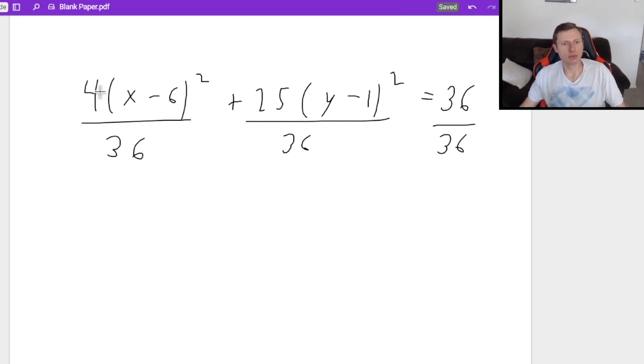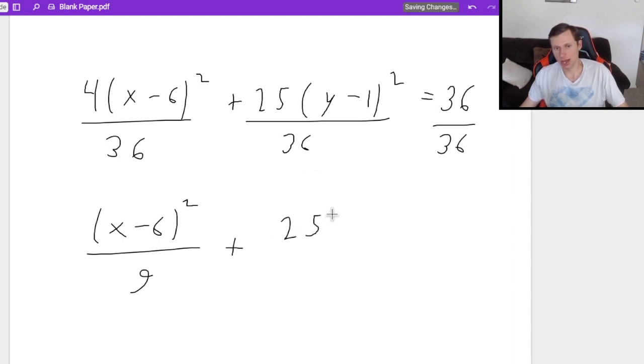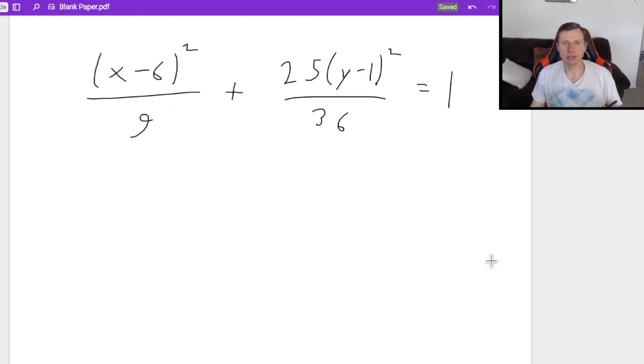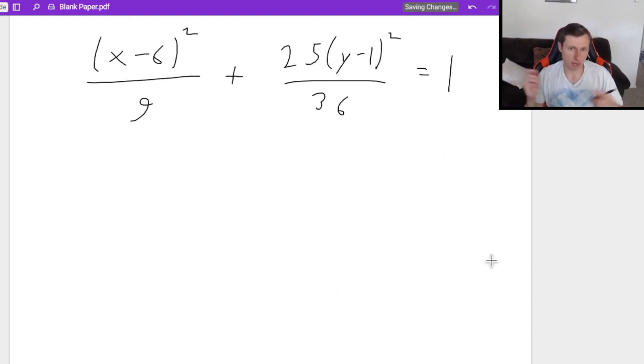In other words, 4 divided by 36 gets us to 1/9. So this is like x minus 6 squared over 9 plus 25 over 36 doesn't simplify at all, so that stays the same. And then the right side's just 1. Now we need to be really careful with what we put for a and for b here. I think a is pretty easy. A is just the square root of 9, which is 3.